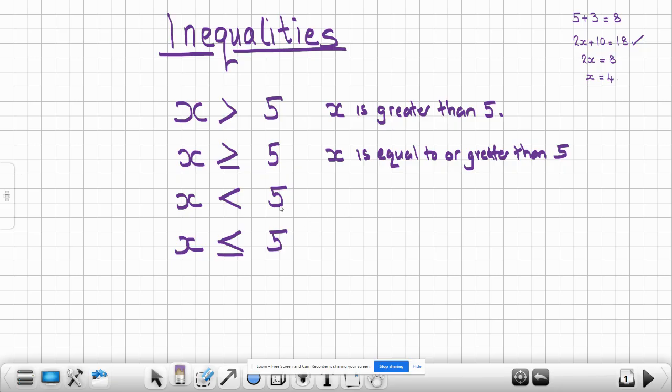Okay, so this symbol, we can see it's been switched the other way round. So logically thinking, that must mean x is less than 5. The small end is now pointing at the x, so we can say x is less than 5. And in the final example, we've got this added line again, so that is telling us that x is equal to or less than 5. And they are the symbols.